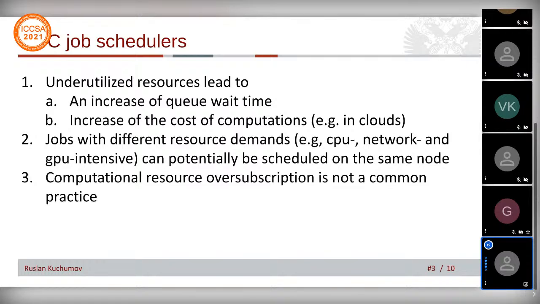But potentially, if multiple jobs use different resources, for example, one job may be CPU intensive and another job may be GPU intensive, they can, of course, be scheduled simultaneously on the same node, and they won't interfere with each other. This approach allows us to significantly decrease queue wait time and also significantly improve scheduler utilization, to reduce power consumption and even the cost when we are running jobs in clusters where we have to pay for resources.